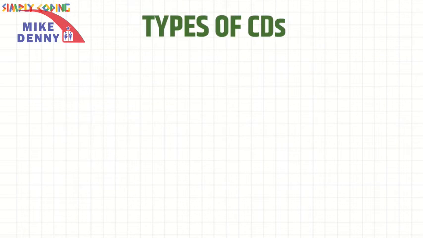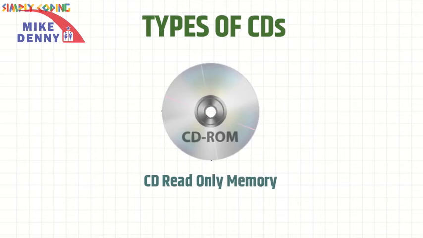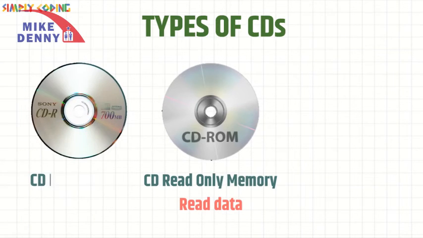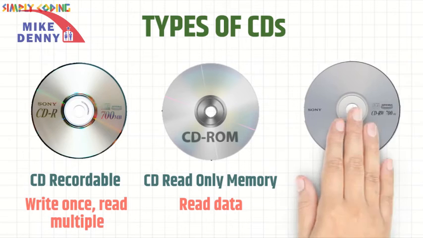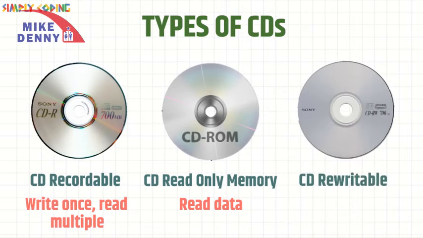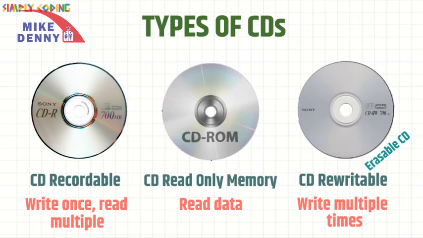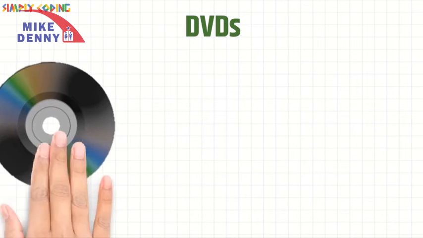First is CD-ROM or CD read-only memory, from where you can only read data. Then there are CD-R or CD recordable, where data can be written only once and then can be read multiple times. In CD-RW or CD rewritable, the data can be written multiple times, so it is also known as erasable CD. Next we will cover DVDs.